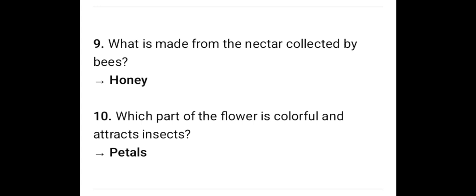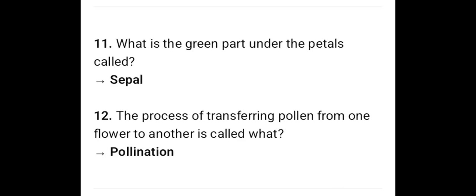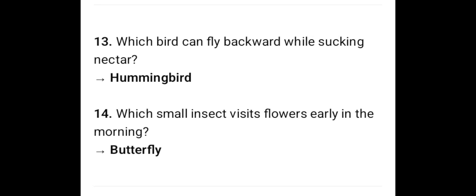What is made from the nectar collected by bees? Honey. Which part of the flower is colorful and attracts insects? Petals. What is the green part under the petals called? Sepal. The process of transferring pollen from one flower to another is called what? Pollination.